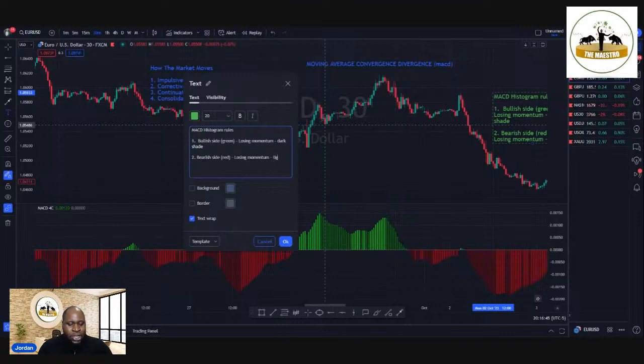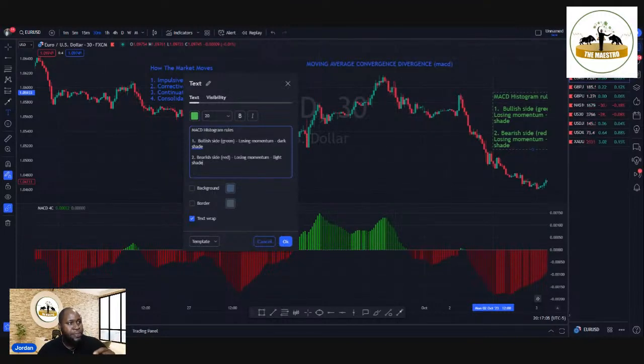I want you guys to know, because once we understand the difference between the two, everything else becomes so much easier. This is an easy indicator to understand, but you have to know the rules. You got to know the parts of the indicator, and you got to know the rules, okay? So again, you have the bullish side, which is green. You have the bearish side, which is red.